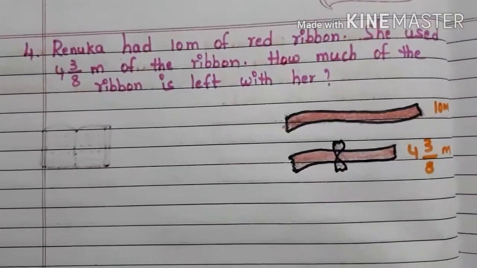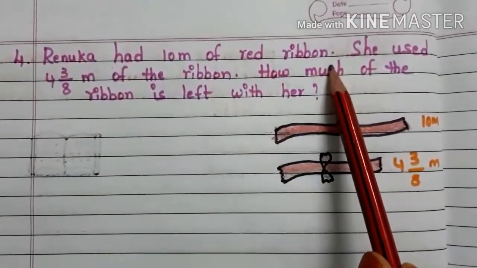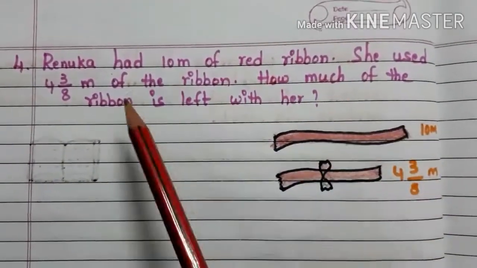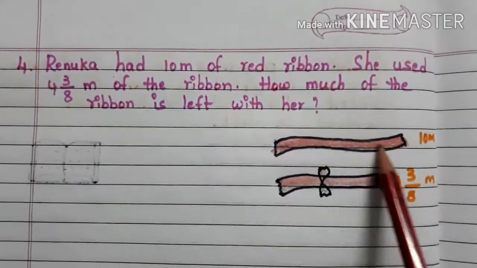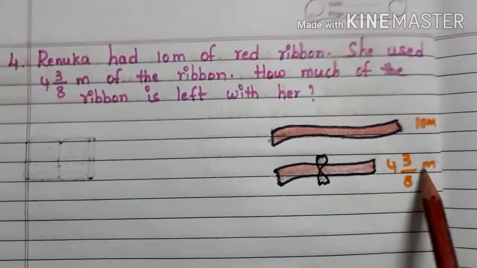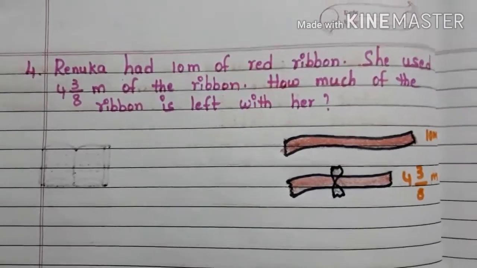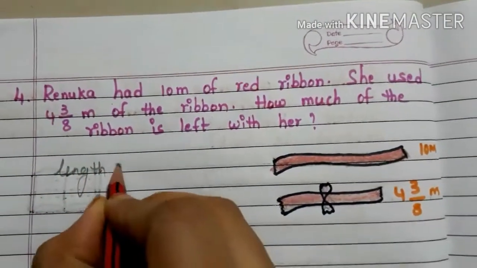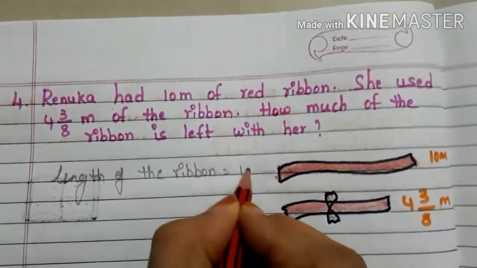Okay. Now let us go to the last problem. Renuka had 10 meters of red ribbon. She used 3 by 8 meters of the ribbon. How much of the ribbon is left with her? Okay. See, this is the 10 meters long ribbon. Okay. She used 3 by 8 meters of ribbon. Now we have to find how much ribbon is left with her. Okay. Let us write the sentences here. Length of the ribbon. How much? It is 10 meters.